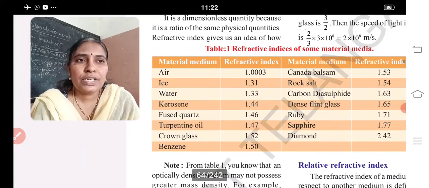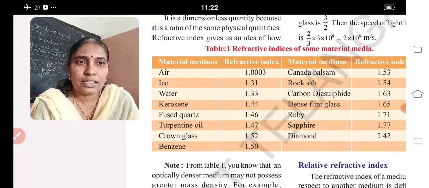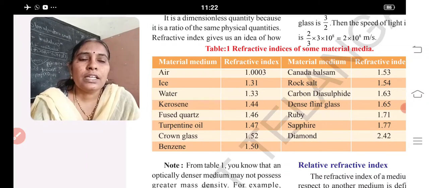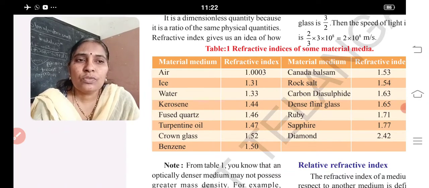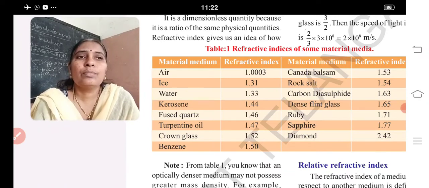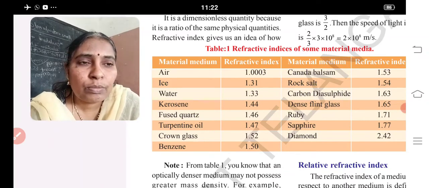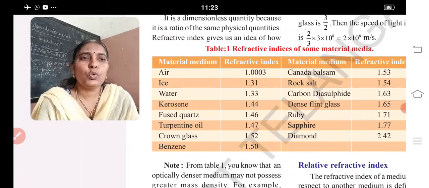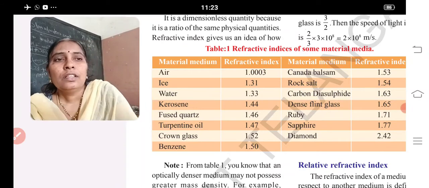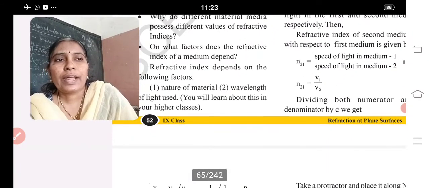Here refractive indices of some materials are given. In this, the refractive index of water is 1.33, ice 1.31, and turpentine oil is 1.47. Next, benzene is 1.5, and diamond, remember, the refractive index of diamond is most important, that is 2.42.